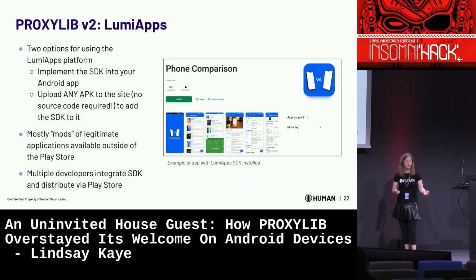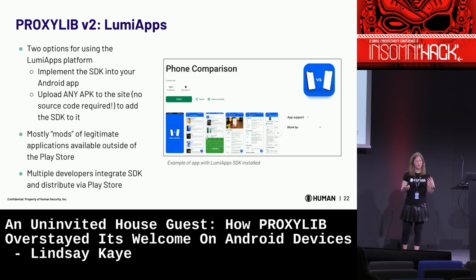So there are two options for how you, as an interested party, can use the LumiApps platform. First, like any normal SDK, you can implement it in your Android app if you would like to. It's pretty simple. We'll look at that soon. But also, you can upload any APK to the site without having the source code for it, because you want to add the SDK to it. So you drag it, you drop it, you might find an APK sitting around or any famous APK you might know. Then you can download it and there's the button to share it with your friends, because that's what you should do with your malware.